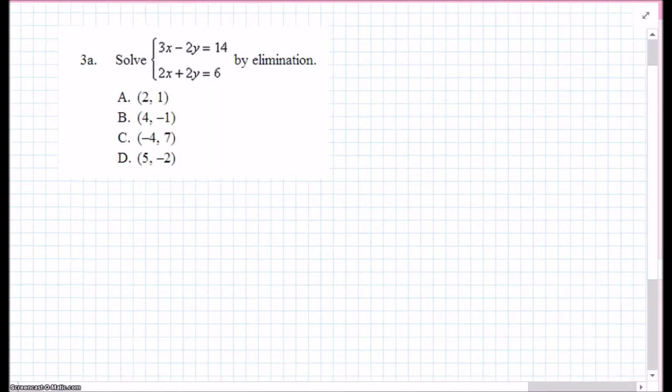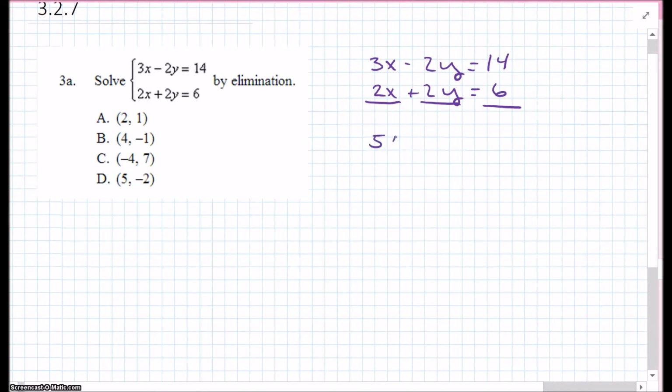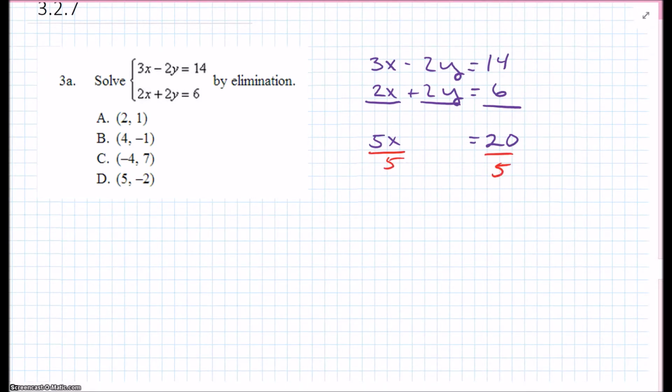Here we go. Another additive inverse. Solve 3x minus 2y equals 14, 2x plus 2y equals 6. So I got 3x minus 2y equals 14, and I got 2x plus 2y equals 6. Okay, since they're equalities, we can just add them up. So I get 5x equals 20. See how the y's cancel? Divide each side by 5. I'm going to get x is equal to 4.